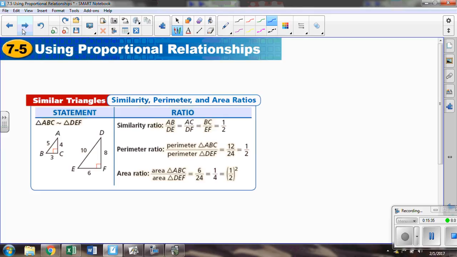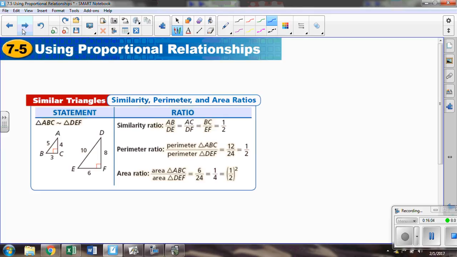So far, when we set up our similarity ratios, we were always finding one length. What is the one missing side? Well, we can actually set up similarity based on our scale factors, based on our similarity ratio. And that will allow us not to figure out just one side length, but all the side lengths added together, or the entire area. And if you'd like to pause and finish writing these pieces down, you can.